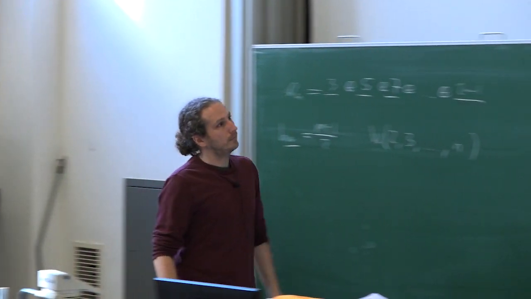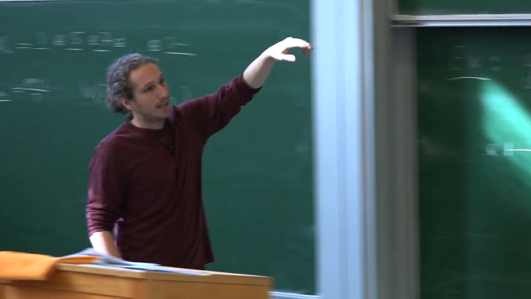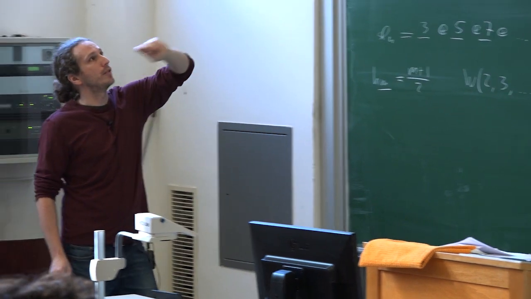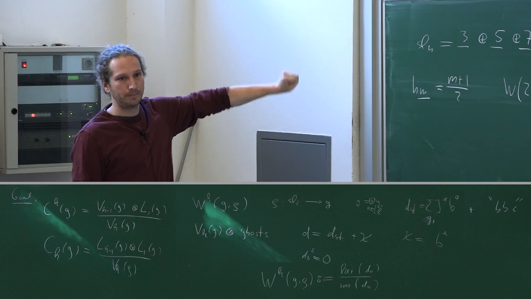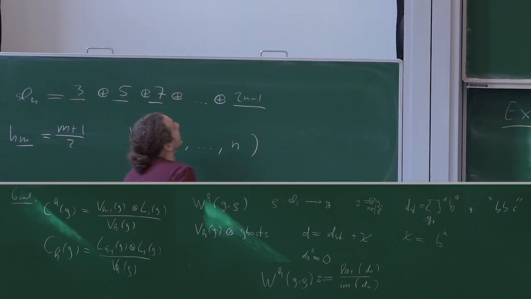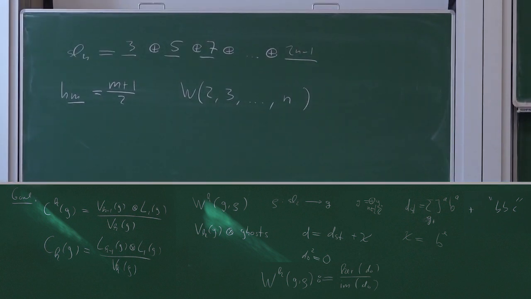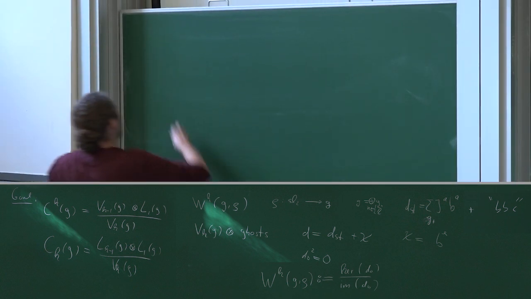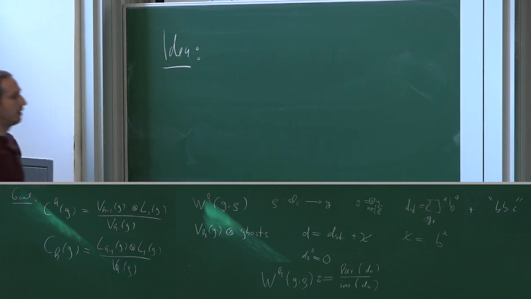And now the aim of this lecture is to give you an idea why these cosets are W-algebras of this type. So let me maybe first sketch the idea. The idea is the following, and this is a fairly general idea.